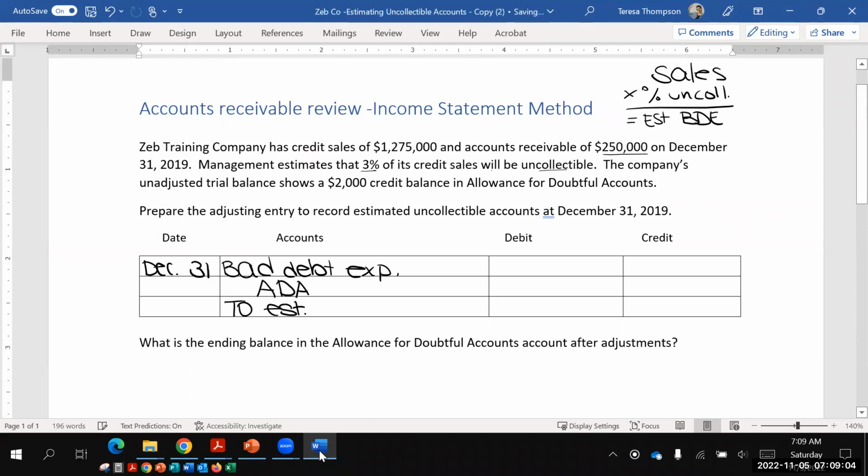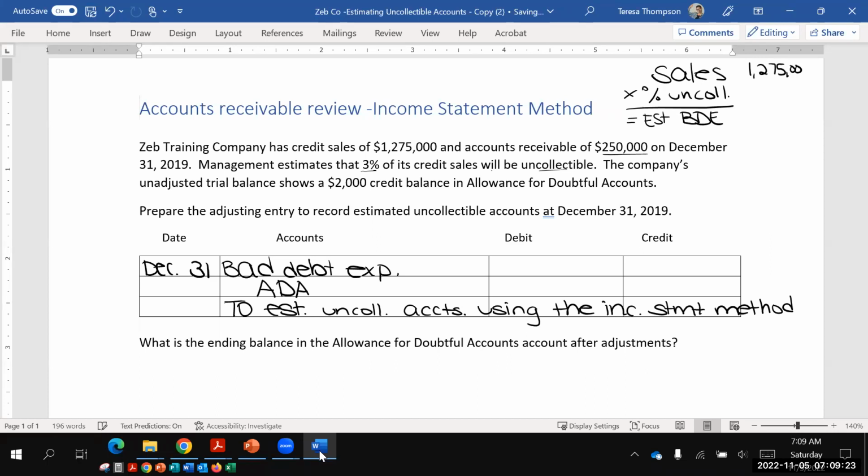To estimate uncollectible accounts using the income statement method. All right, do your math. Sales, 1275 times 3%. $38,250. All right, good for the journal entry.